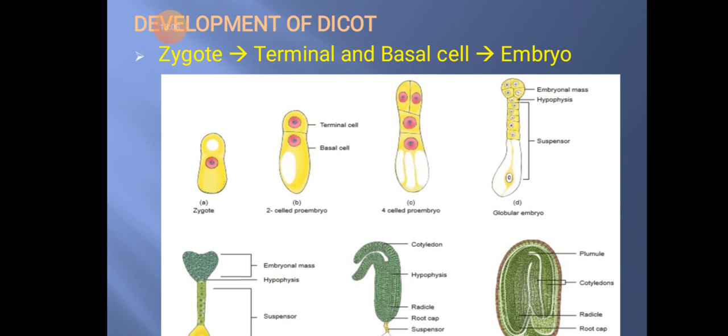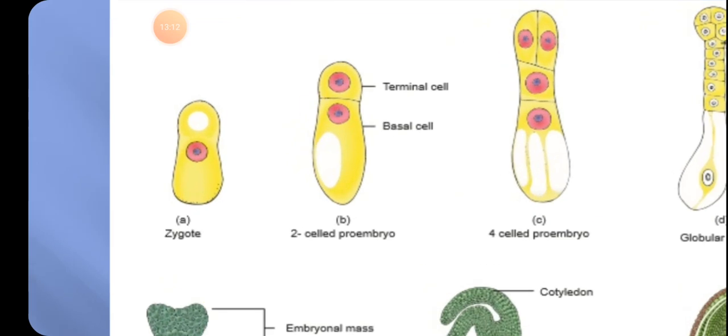Okay, the zygote cell undergoes mitotic cell division, horizontal division. First you see the diagram. The zygote is divided by periclinal division. Periclinal means horizontal division, anticlinal means vertical division. Here it undergoes a periclinal division and two cells are formed: the upper terminal cell, and the base cell or lower cell.